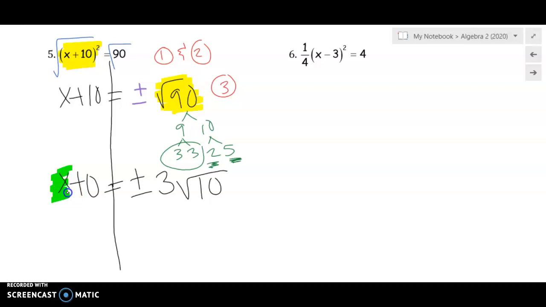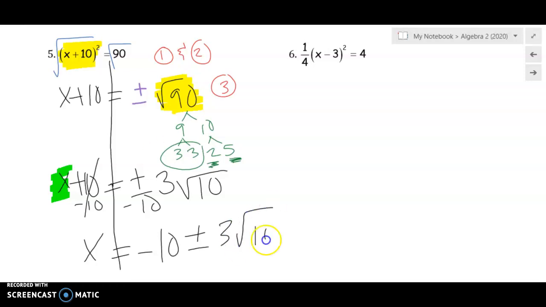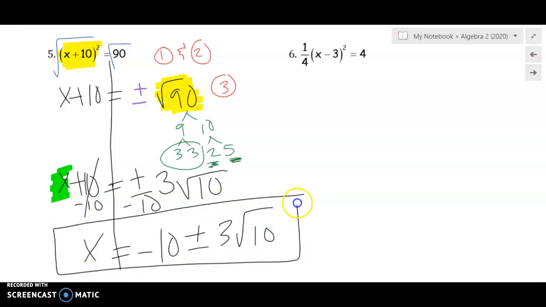Hopefully you notice that x is not by itself. I have one more thing to do. I need to subtract 10 to the other side because I need x by itself. So here's the thing. I subtract 10 to the other side and I put it in front of the plus or minus, and then I put the other stuff after it. And so there's my final answer, getting much more complicated.